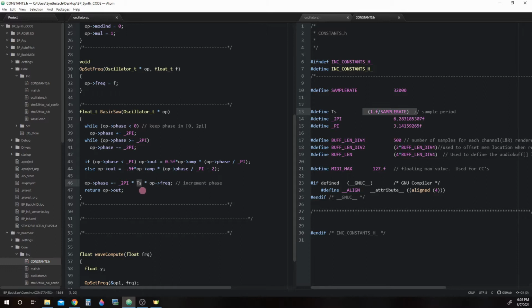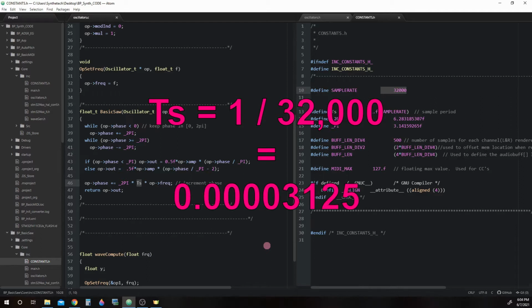In order to see the value of TS, we need to go to the constants.h file, and here it is. TS is 1.f divided by sample rate. And of course we know sample rate is 32,000. So TS equals 1 divided by 32,000. And when we divide 1 by 32,000, we come up with 0.00003125.